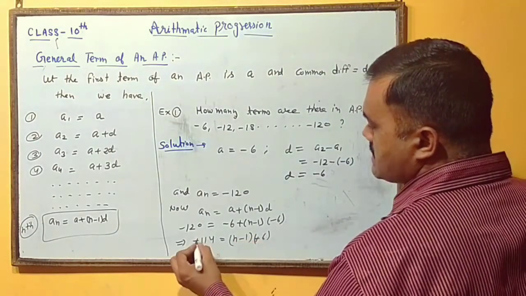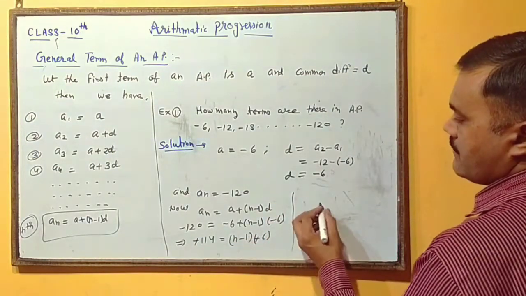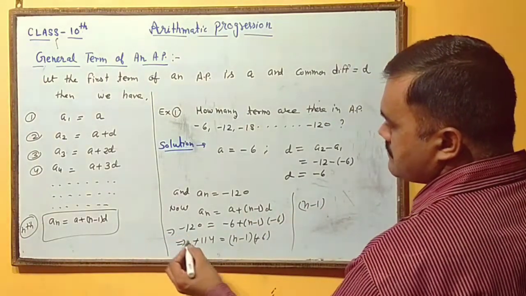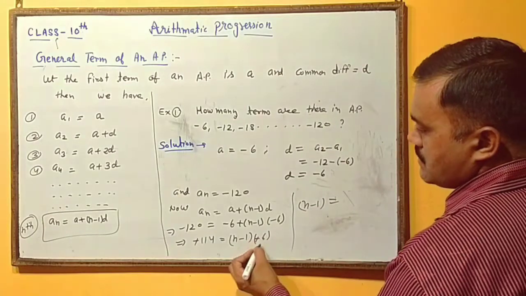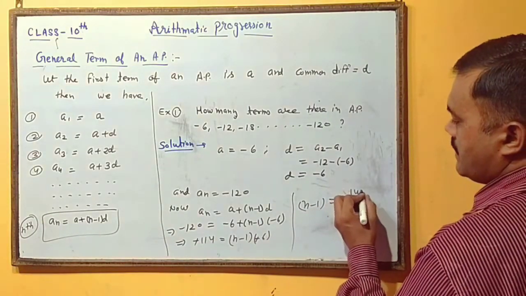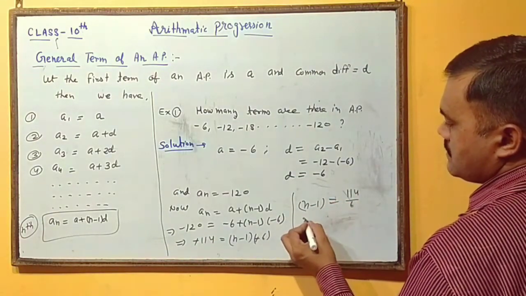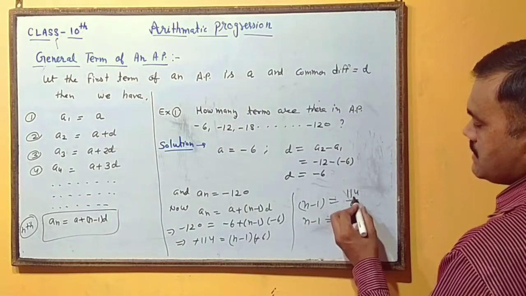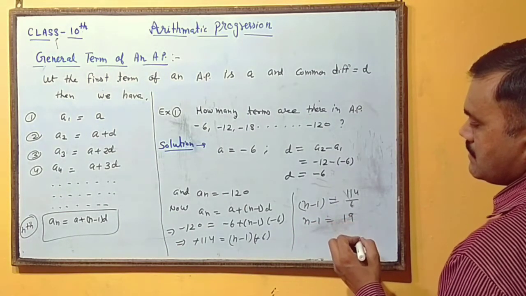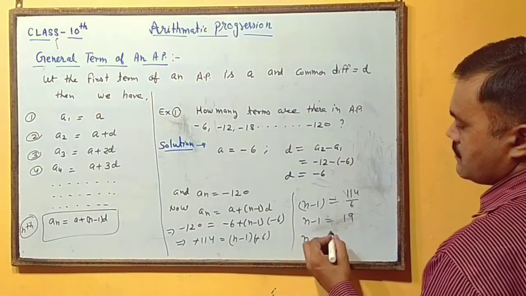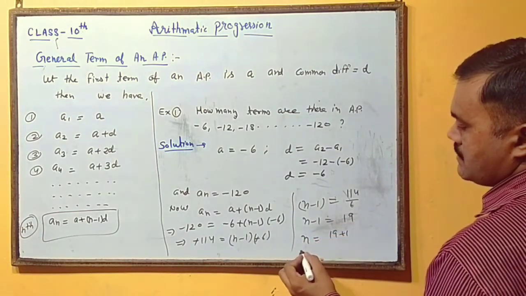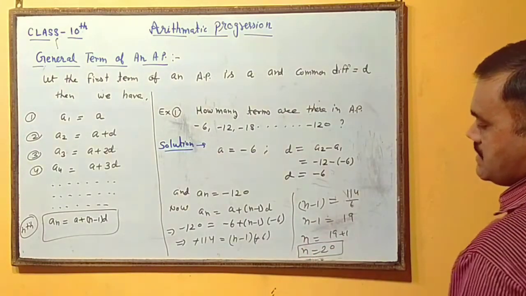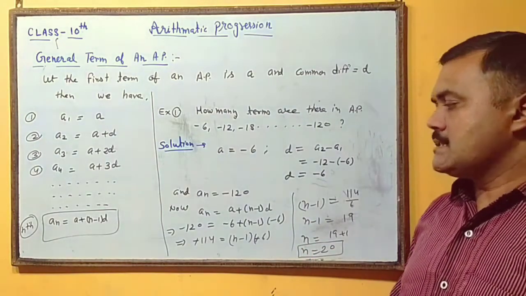So minus will get cancelled and we have n minus 1 is equal to 114 divided by 6. So n minus 1 is equal to 19, since 6 1s are 6, 6 9s are 54. And n is equal to 19 plus 1. So n will be 20. So there are 20 terms. Hope this is quite simple.